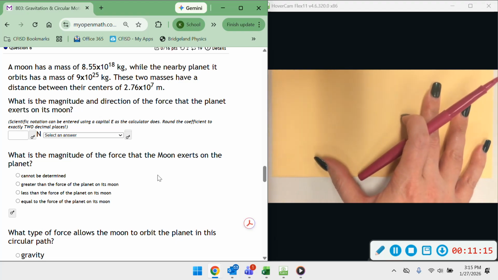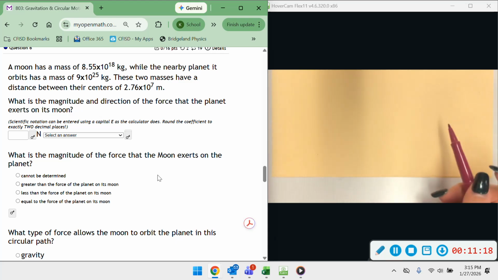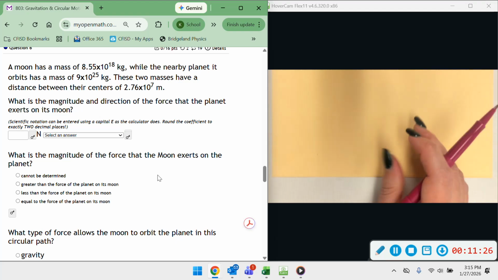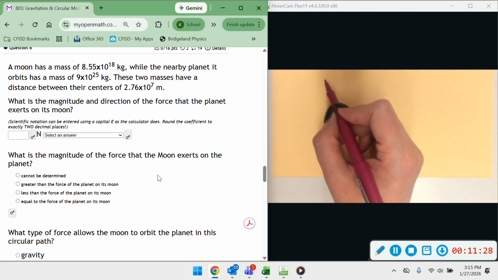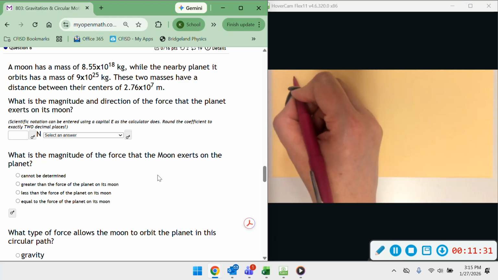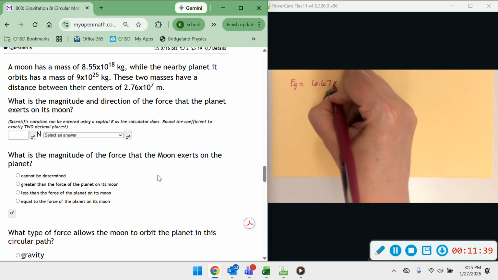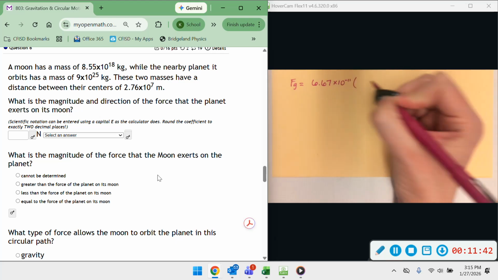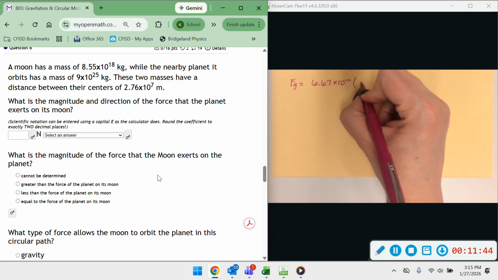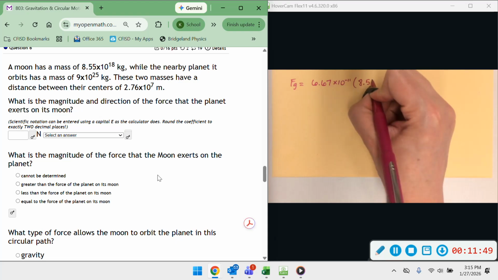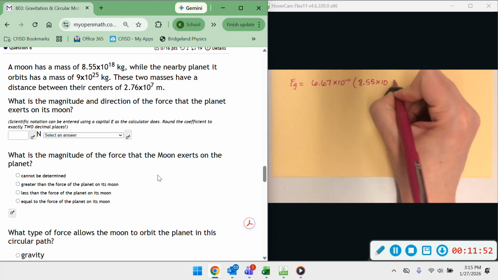So this is very similar to some of the other problems that we have done in class. They gave us masses, they gave us a distance of separation. The force, again, we're looking at the universal law of gravitation, which I had just written out. Let's go ahead and solve for it again. So the force of gravity would be equal to our constant, 6.67 times 10 to the negative 11th, multiplied by the product of our masses. We have two masses here. It does not matter which order you write them. I'm going to do them in the order they're written in the question. 8.55 times 10 to the 18th.